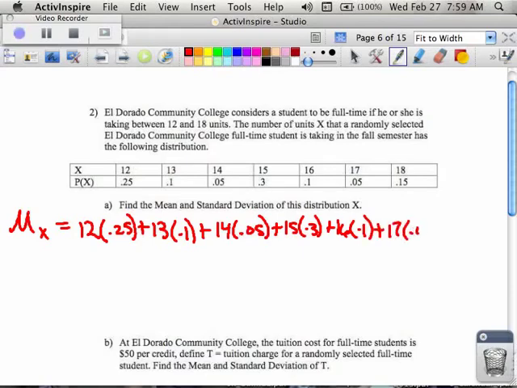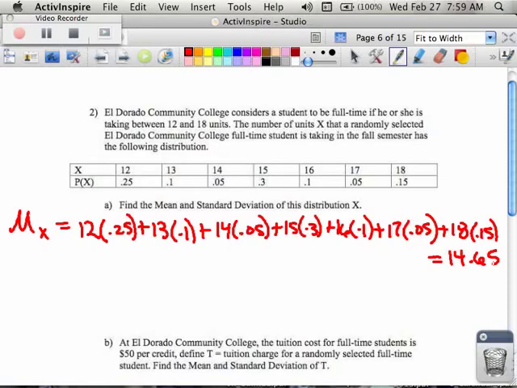And this is on the AP exam like this. They're not going to give us like 7 or a small amount of different data points. Anything you see here would be typical of what you might see on the AP exam. And I get 14.65 as my mean credit load. So this means that on average, a student at this community college, based on our sample, is taking about 14.65 credits, or between 14 to 15 credits.